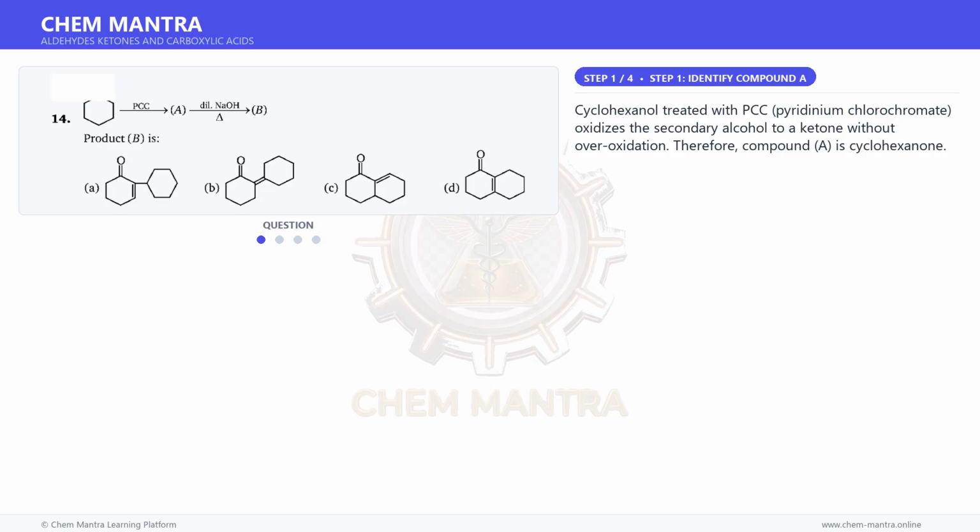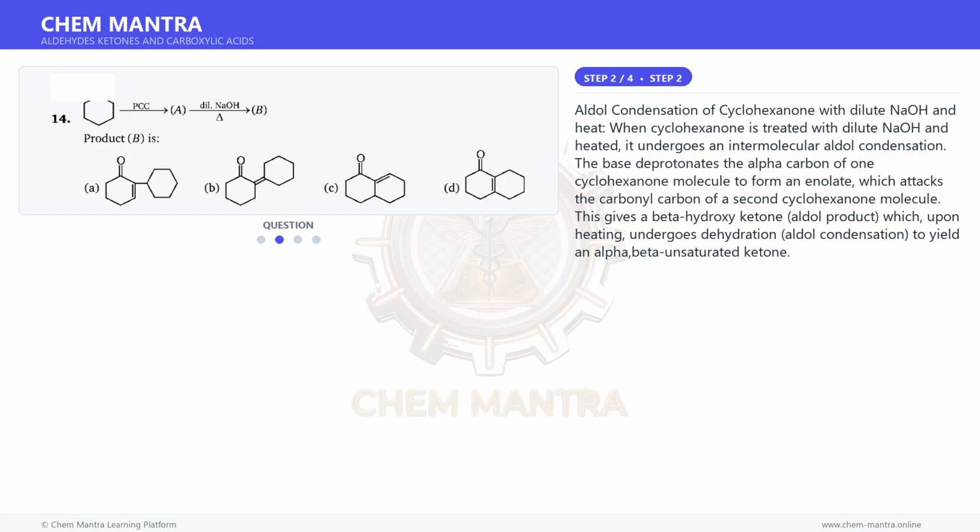Cyclohexanol treated with PCC, pyridinium chlorochromate, oxidizes the secondary alcohol to a ketone without overoxidation. Therefore, compound A is cyclohexanone. Moving on to the next step.